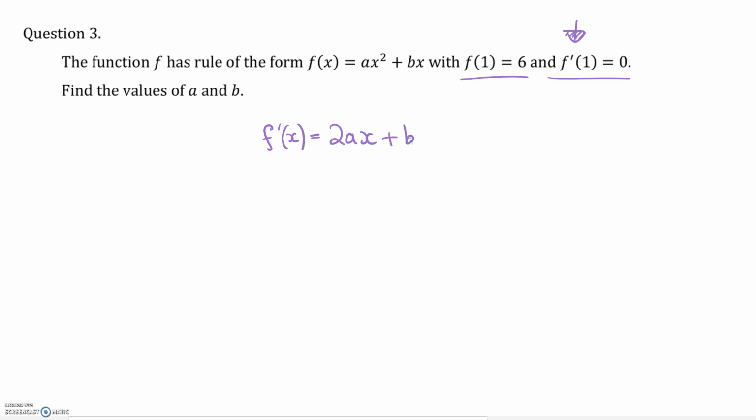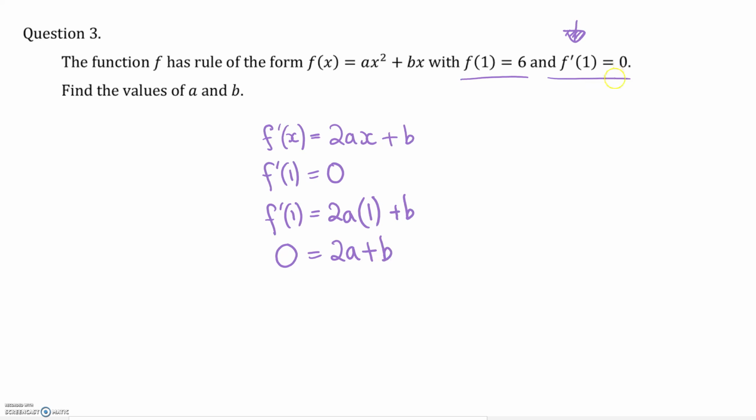Now I'm told that f dash of 1 is equal to 0. So realistically, I can just sub in 1 into this equation. So f dash of 1 is actually going to be 2a times 1 plus b. So I actually know that this is equal to 0. So that means that 2a plus b is equal to 0. The other piece of information I've got, so I've kind of used up this piece of information now.